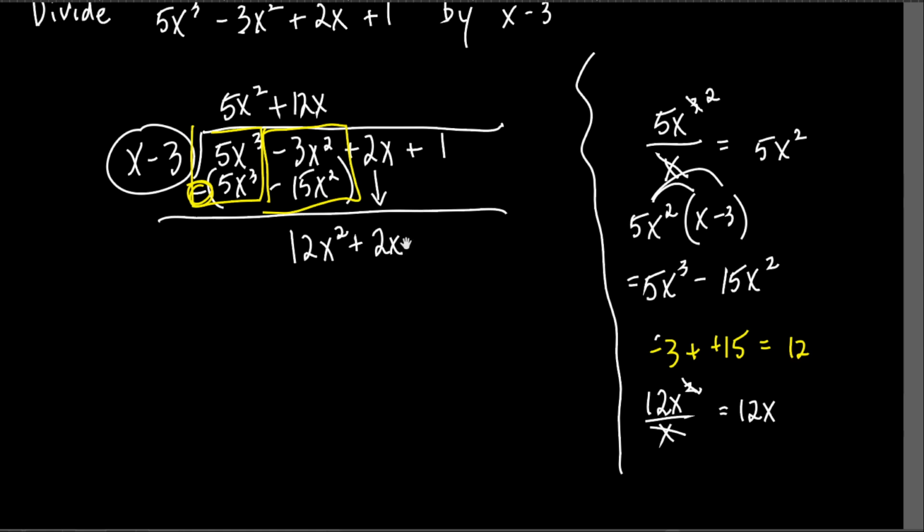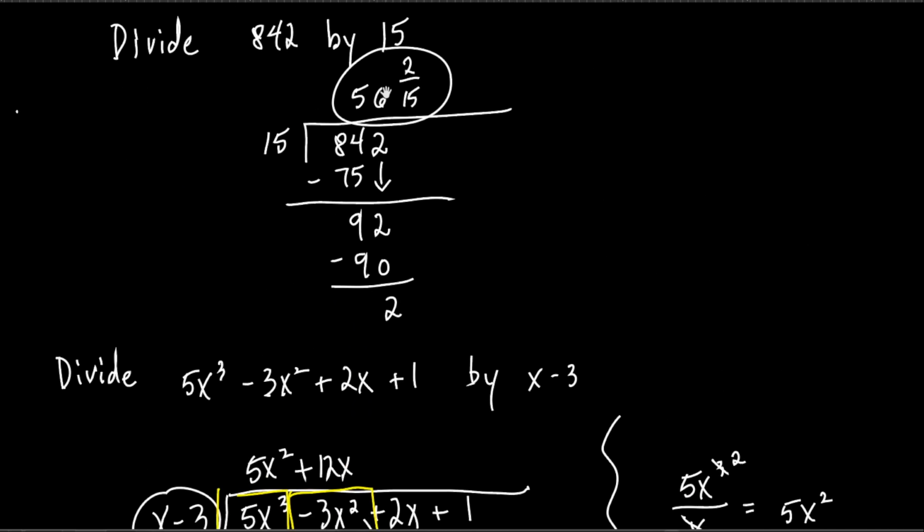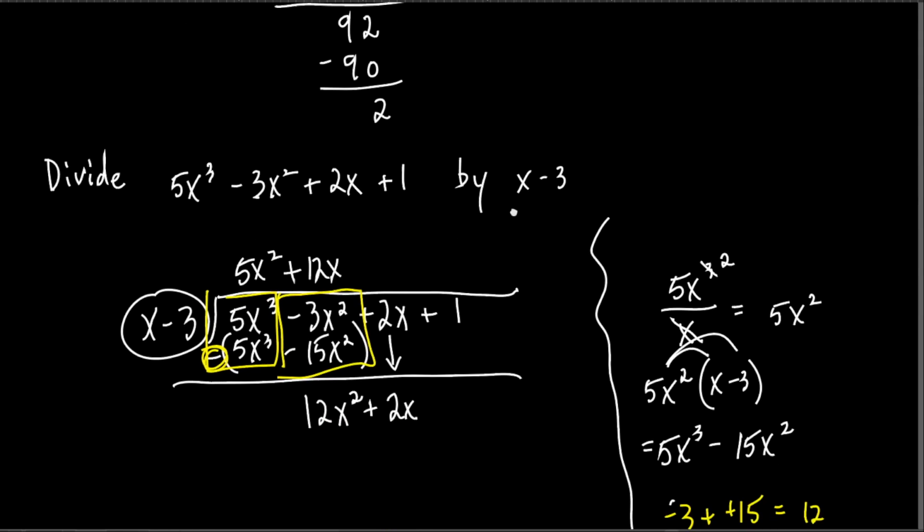Okay? Now, what did I do? After I put it up here, let's go back to this one again. I'm going to keep going back. After I put that 6 up here, what did I do with that 6? I went 6 times 15. You with me? I went 6 times 15. And then I multiplied them together, and then I subtracted. It's exactly what we're going to do right here.